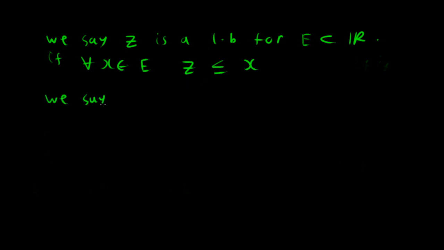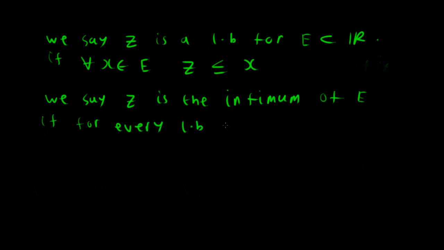And we say z is the infimum of e if for every lower bound, let's say alpha of e, we have z is greater than or equal to alpha. So z here is the greatest lower bound. It's the biggest possible lower bound you can have.